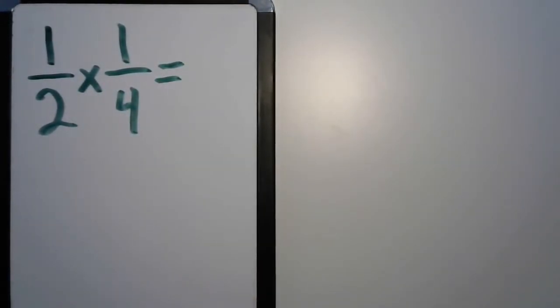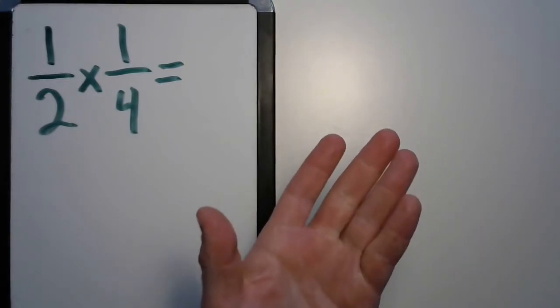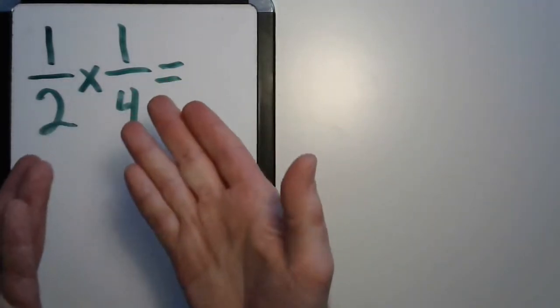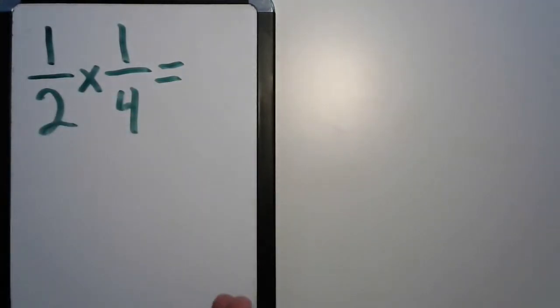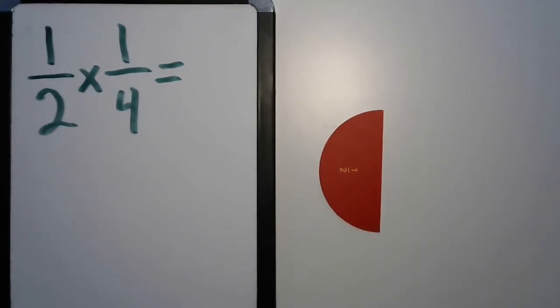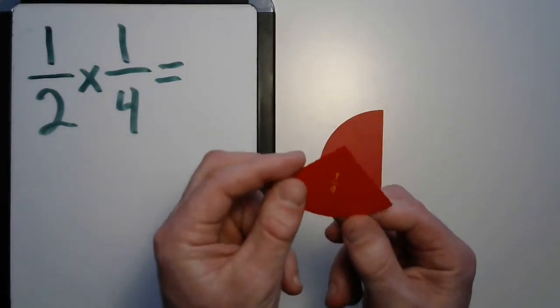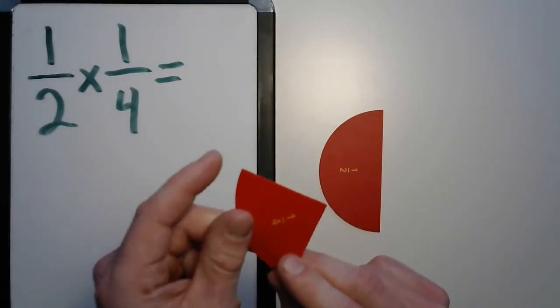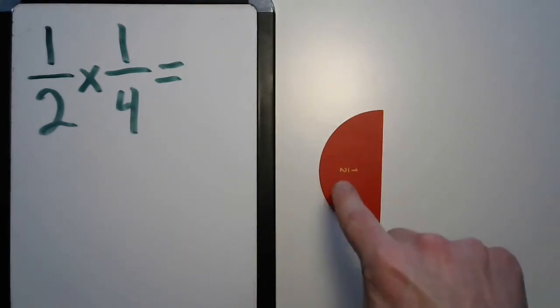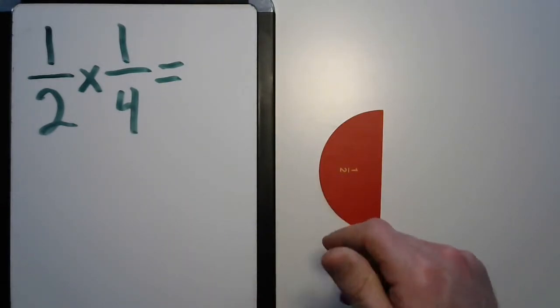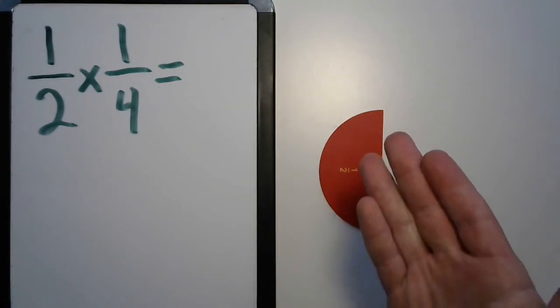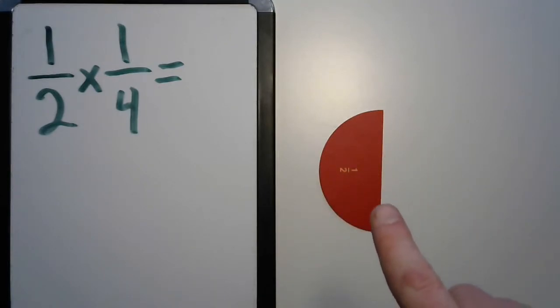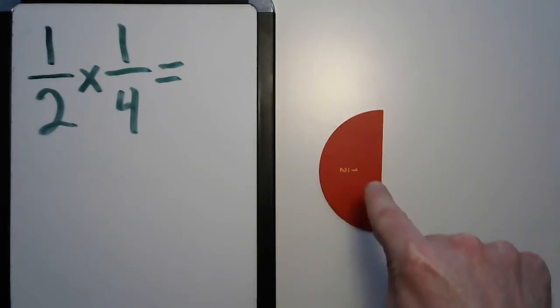Now, I know you've done fractions by whole numbers. That was pretty easy, right? But what do we even do with this? Well, let's take a look at a half. And for a moment, let's take a look at a fourth. A fourth is one of 4 parts of a whole. What I want you to do is think of this half now as a whole. And what would a fourth of this piece look like?